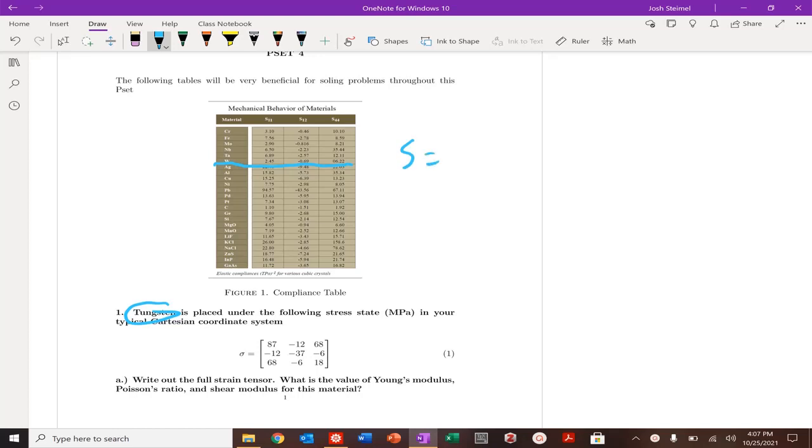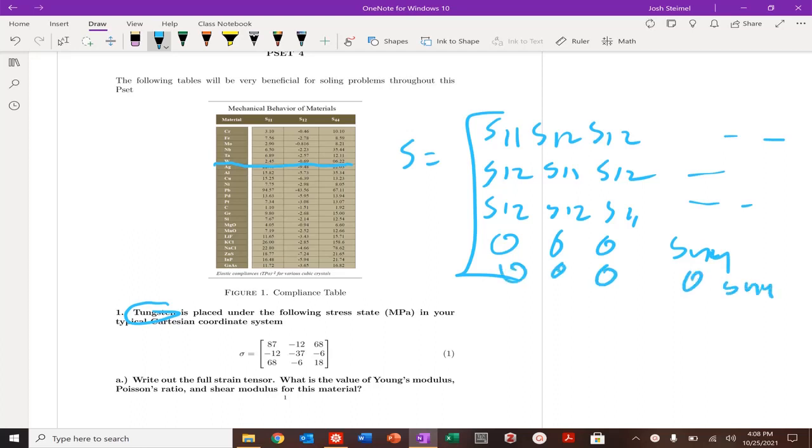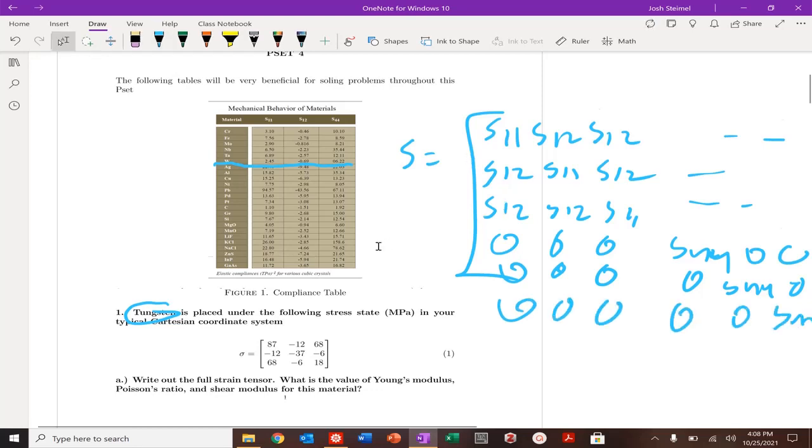So if we look at our compliance tensor, we're dealing with something with S11, S12, S12, everything else is 0. S12, S11, S12, everything else is 0. S12, S12, S11, everything else is 0. And then the only difference we have here is we have 0, 0, 0, and then S44, and then this is going to be 0, 0, 0, 0, S44, 0, and S44. So we're given the stress state.